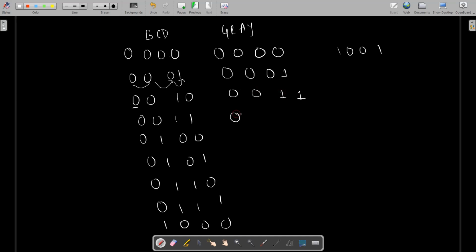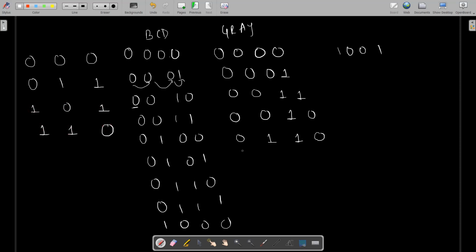Again MSB as it is, 0 XOR 0 is 0, 0 XOR 1 is 1, 1 XOR 1 is 0. 0 as it is, 0 XOR 1 is 1, 1 XOR 0 is 1, 0 XOR 0 is 0. If you are finding difficulty with how I am writing this, I will draw the truth table of the XOR gate. If the inputs are 0, 1, the output is 1. If 1, 0, the output is 1. If the inputs are 1 and 1, the output will be 0 for the XOR gate. So in this case 0, again 1 and 1.